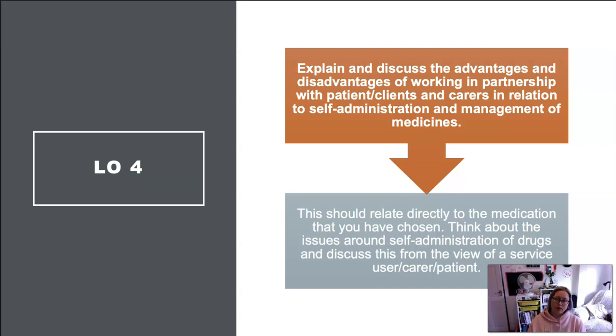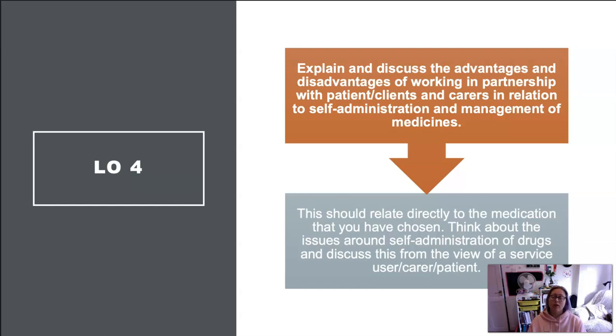Are there any other issues that could impact the self-administration of medication? You might also want to talk about things like blister packs or pharmaceutical involvement, looking at how we can make administration of medication safe for our patients or service users. And what might happen if we have to have things like carers or outside practitioners coming in to assist in the administration of medication.